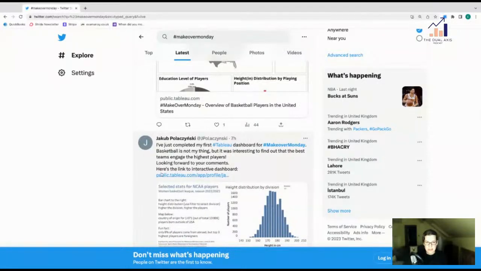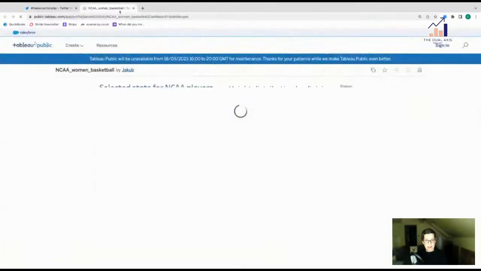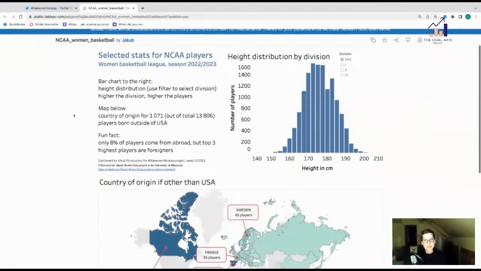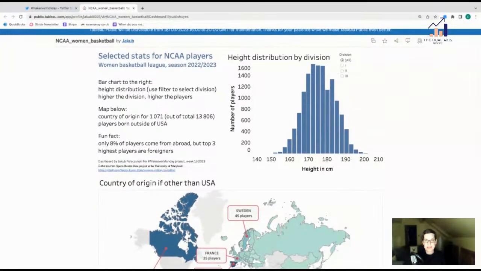Okay, so Jacob has just completed his first Tableau dashboard. Basketball is not my thing, but it was interesting to find out that the best teams engage the highest players. They're not the highest, they're the tallest. I understand English might not be your first language, but I just want to call that out because being high could be misunderstood here. So you would describe them as the tallest players.